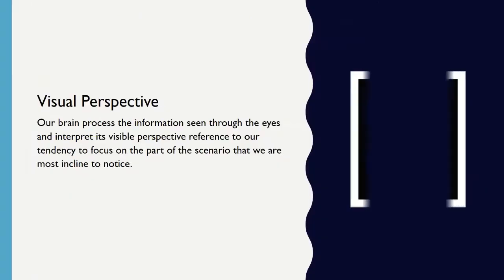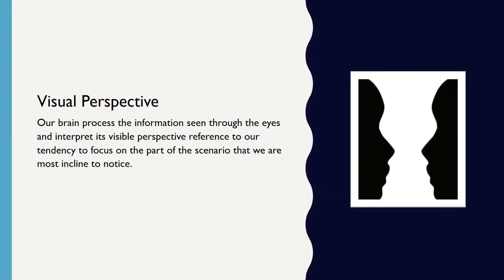Visual perspective. Our brain processes the information seen through the eyes and interprets it; visual perspective refers to our tendency to focus on the part of the scenario that we are most inclined to notice. That means what exactly we want to see in our daily life through our eyes, our mind interprets accordingly, based on what kind of capability we have. That is the visual perspective.